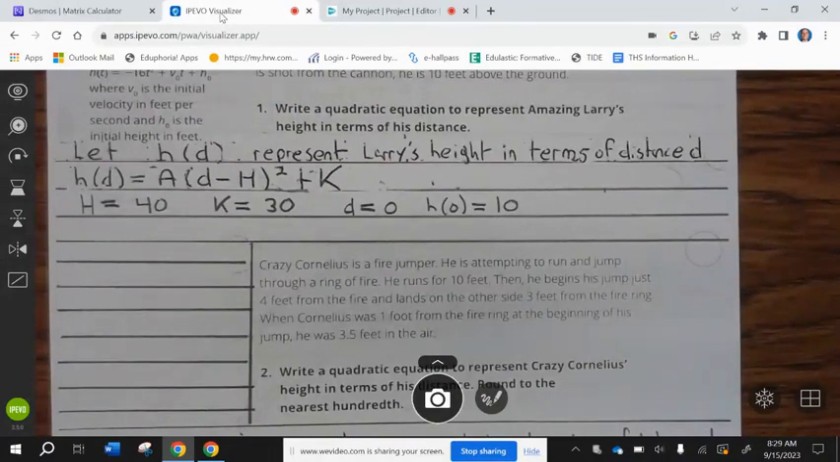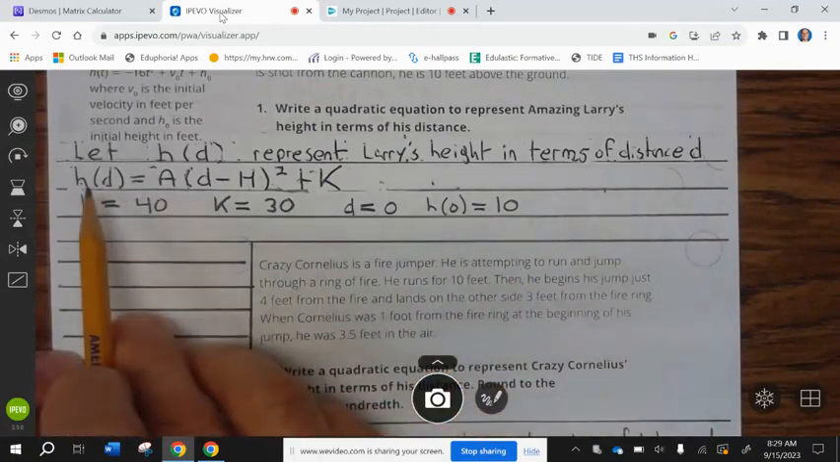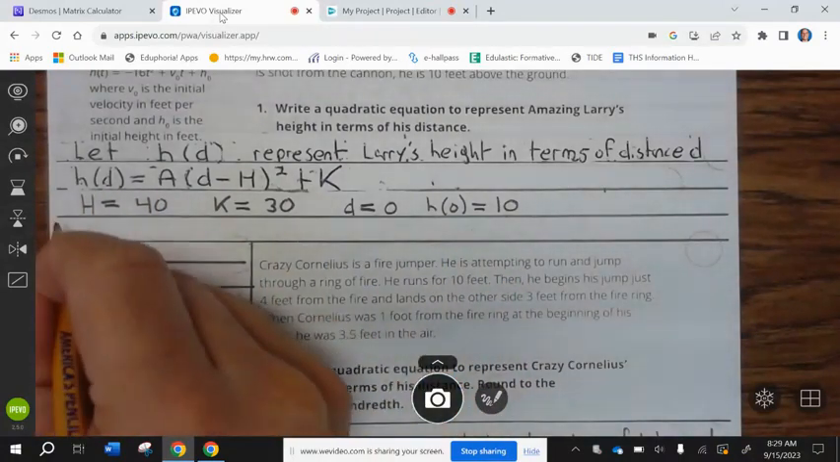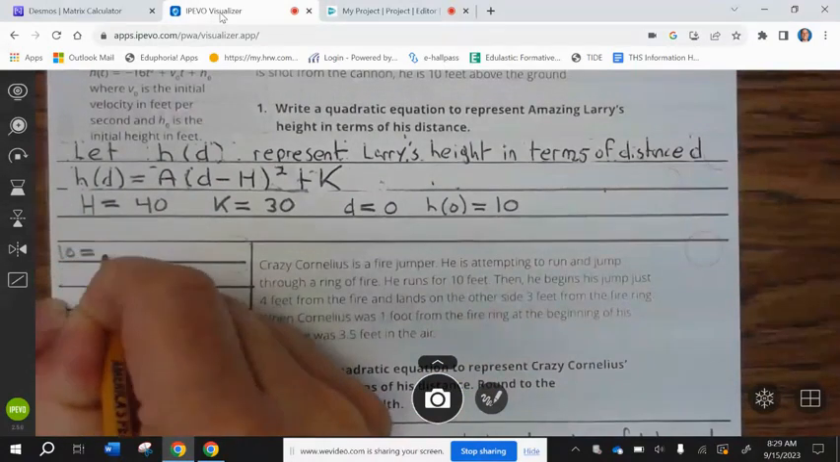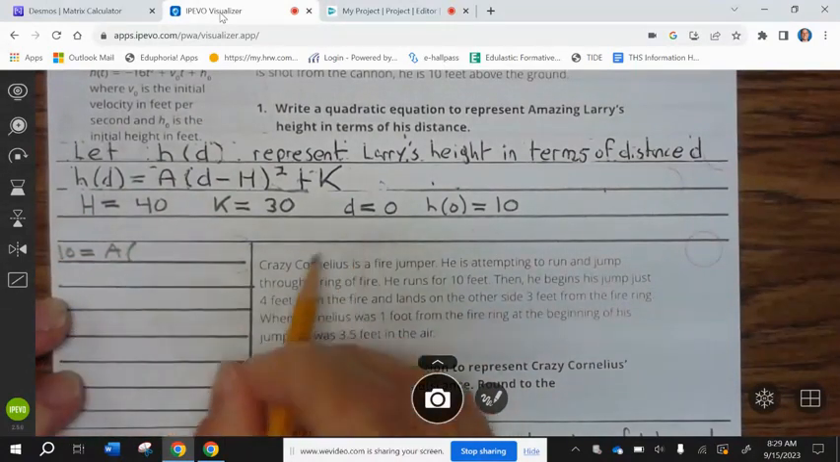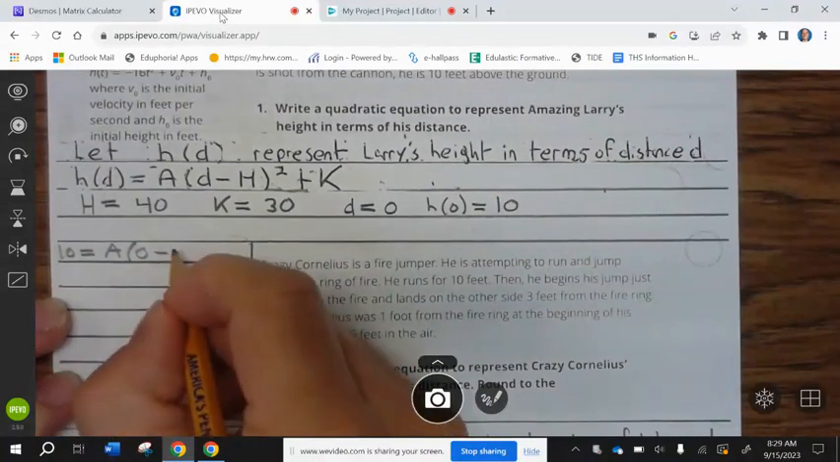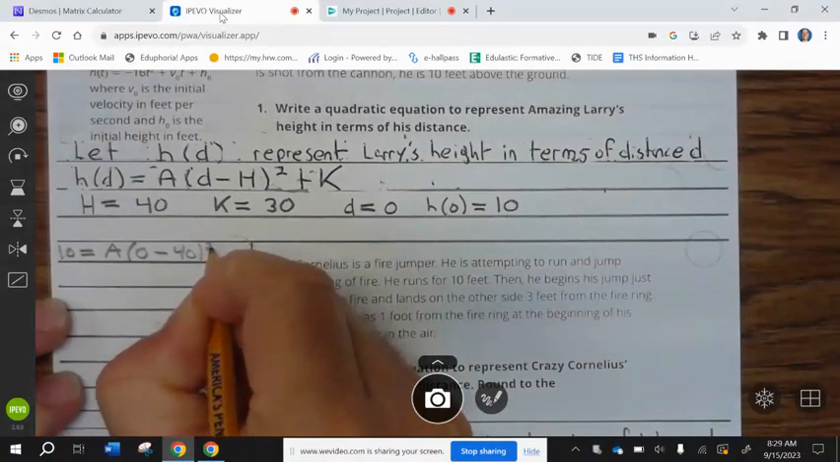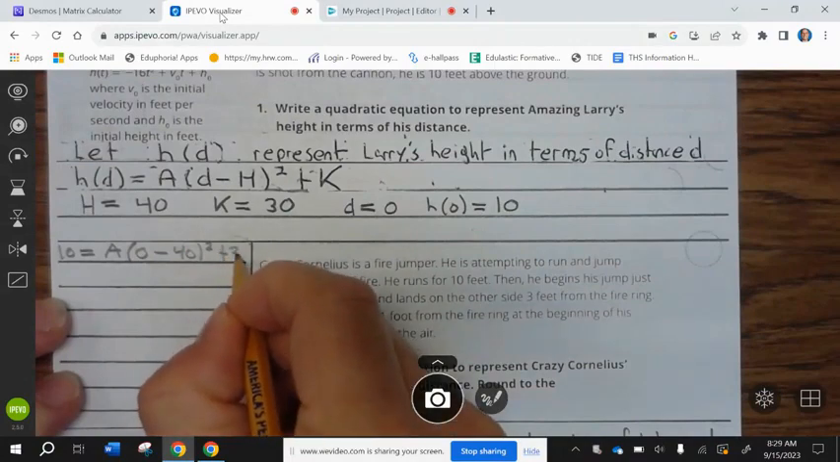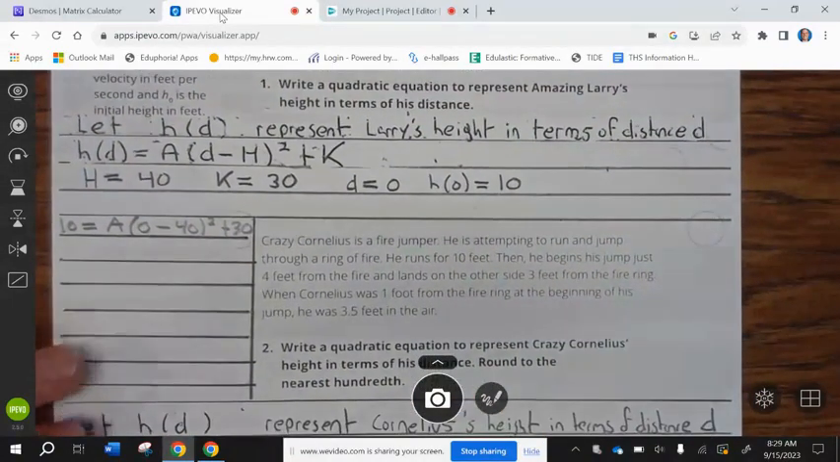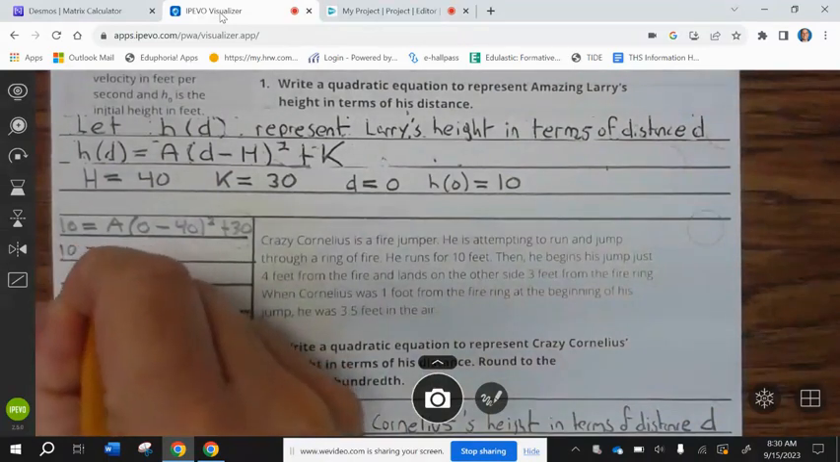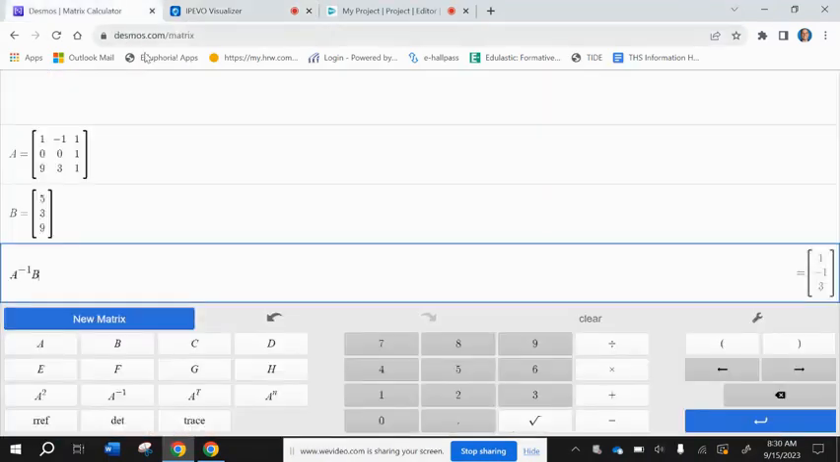And let's use the equation h of d equals a parentheses d minus h squared plus k, where h is 40, k is 30, d is 0, and h of 0 is 10. Okay? And we're going to plug these numbers into here, solve for a. So that's 10 equals a parentheses d is 0 minus h is 40 squared plus 30.